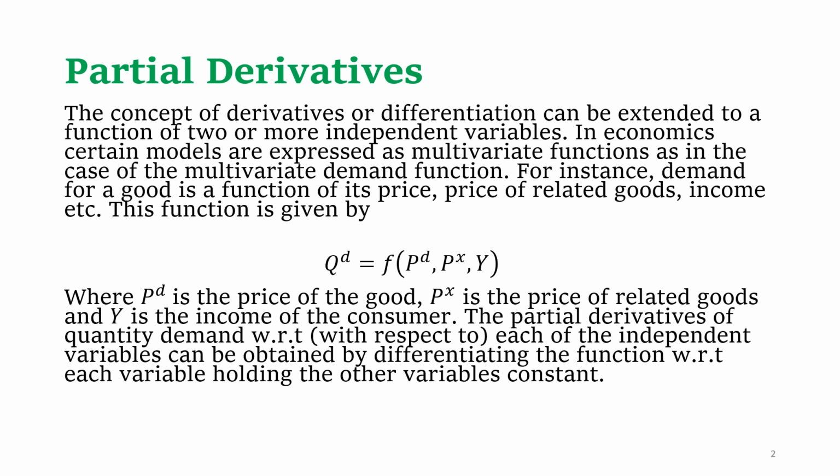Now, let's take, for example, you have a function with three independent variables, and you want to obtain the partial derivative of one of them. Let's say PD, right? So what you need to do is you are going to only differentiate the quantity demanded with respect to PD. And then you hold all the other variables, that is PX and Y, constant. You hold them constant. That does not mean that they are constant. You are just holding them fixed.